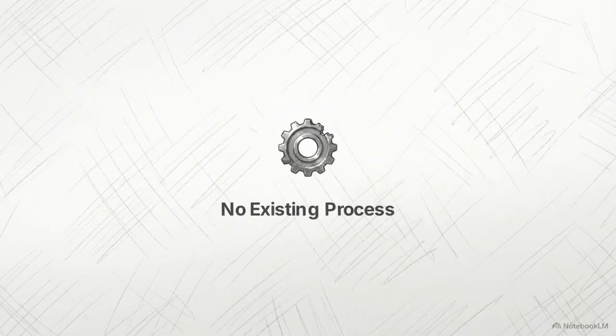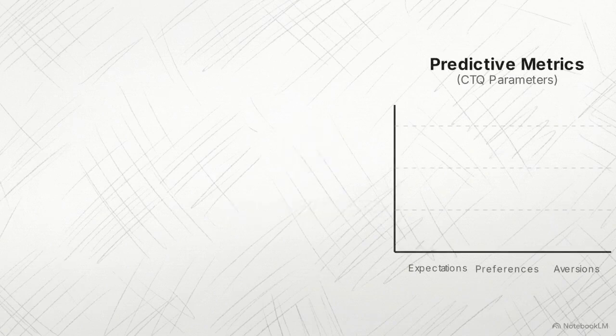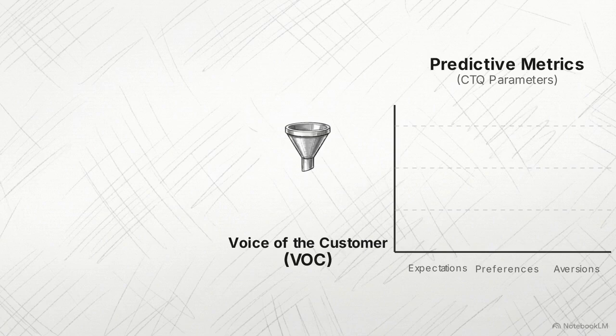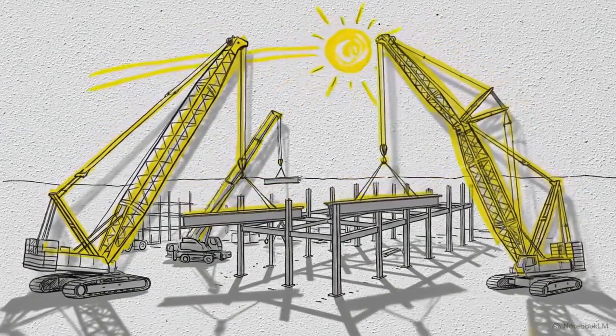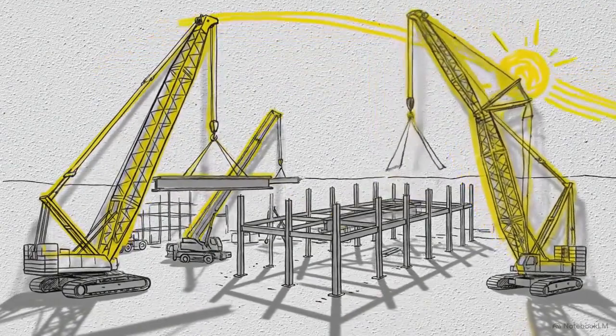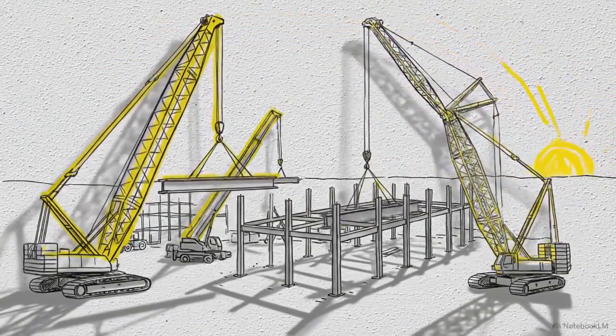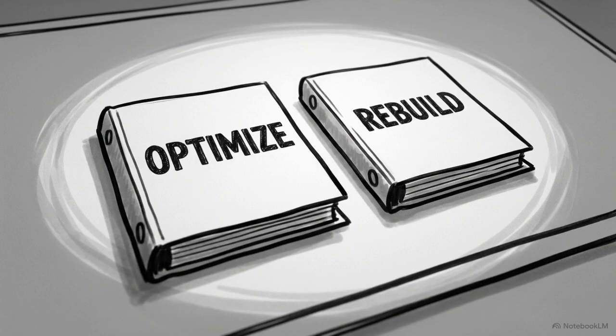Because there is no existing process to measure, DMADV relies heavily on early-stage predictive metrics and the voice of the customer, or VOC. VOC is a research process used to capture a customer's expectations, preferences, and aversions. This approach comes with a strict operational trade-off. Building predictive quality from the ground up requires massive upfront capital and a significantly slower time to market. Choosing between DMAIC and DMADV forces leadership to decide whether to maximize the efficiency of current constraints or spend heavily to erase those constraints entirely.